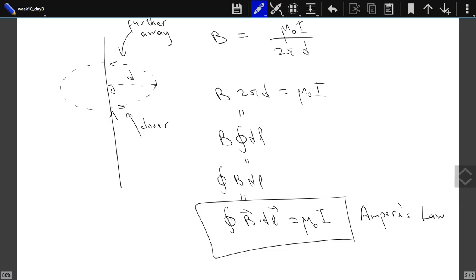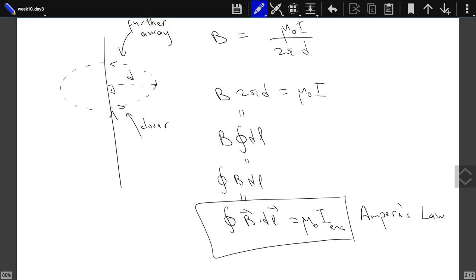Now, this is valid for an infinite straight line only. That is what we had proven up to now. We will prove it generally, but it will turn out that this law is always correct. Whatever the current is, whatever the mathematical closed loop you consider, the integral of B around any closed loop will always be equal to mu0 times the current running through that loop. Just like the Gauss law.